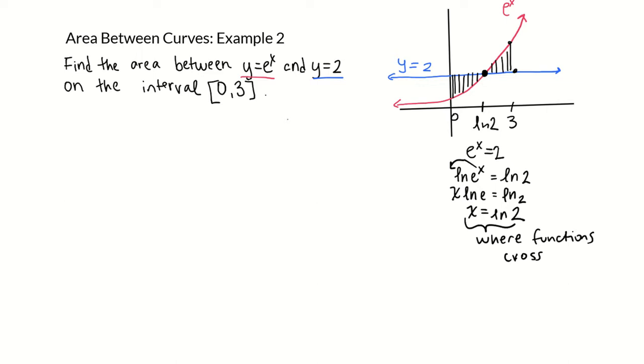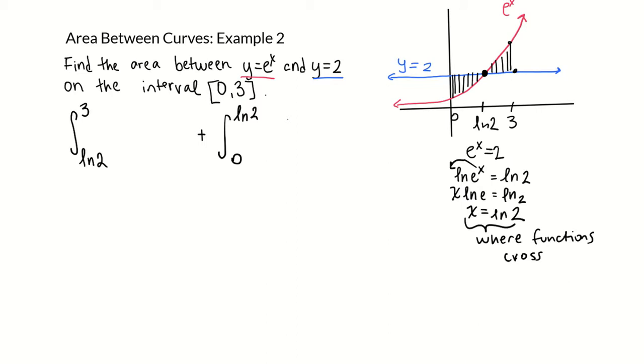So we're going to split our integral into two pieces. The first piece is going to be from 3 to ln of 2, and then the second piece is going to be from ln of 2 to 0. And we're splitting it like that because the function that's on top, that's greater, changes at that point.